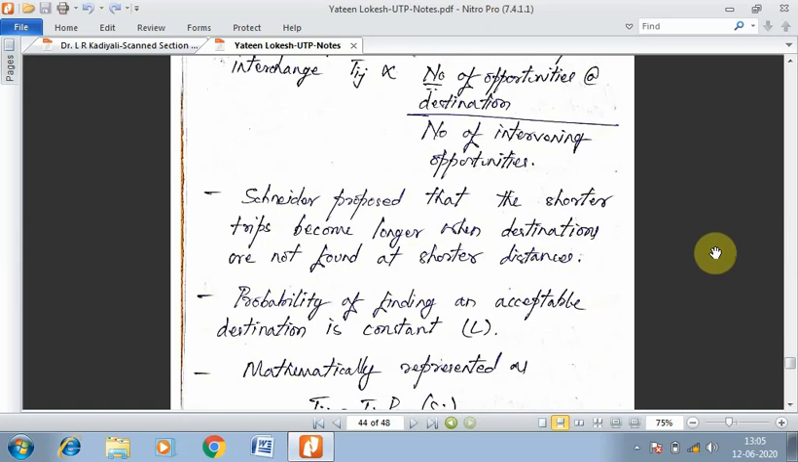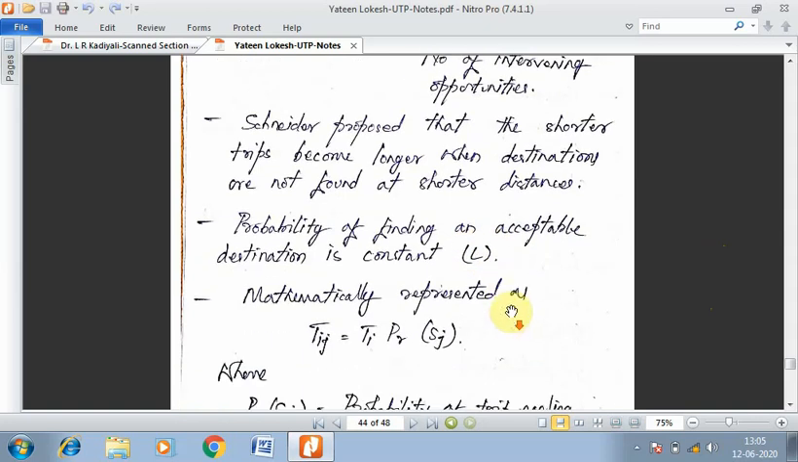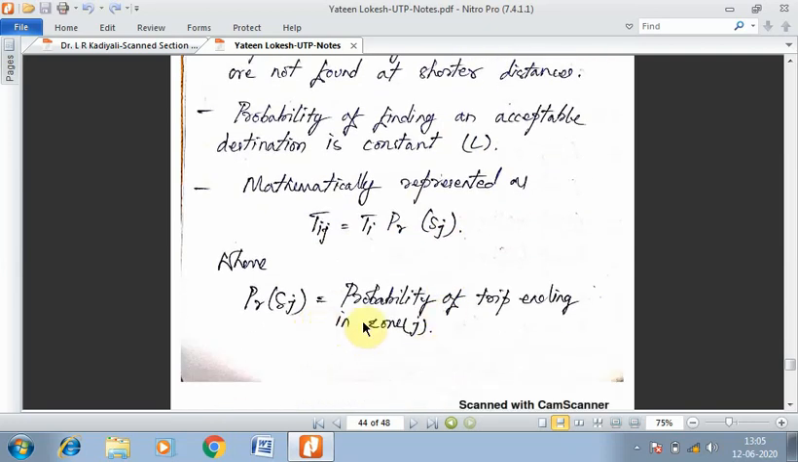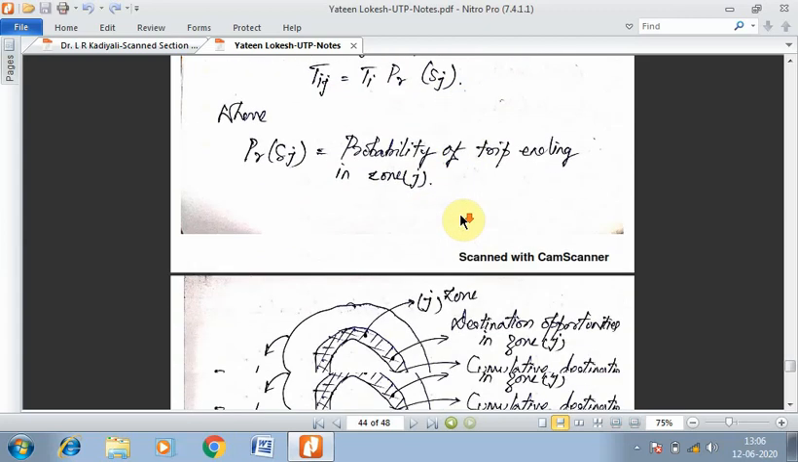Alongside, the probability of finding an acceptable destination is say constant L, and if you have this particular probability made mathematically, it represents somewhat like this. So capital Tij is equal to Ti multiplied by PR of Sj, where PR of Sj is the probability of trips ending in zone J. So this is similar to the general expression which was given by Schinder.